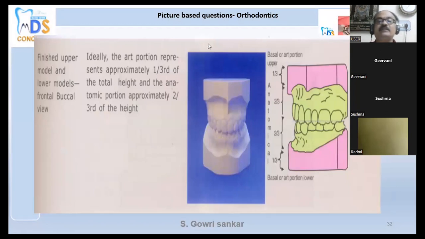And this is a very controversial question asked so many times. What is the ratio between the artistic portion and the anatomical portion? We have seen many textbooks, and whatever it may be, controversies. The basal portion is 1/3 and the anatomical portion should be 2/3. So 1:2, okay. I told you it is a controversial question.